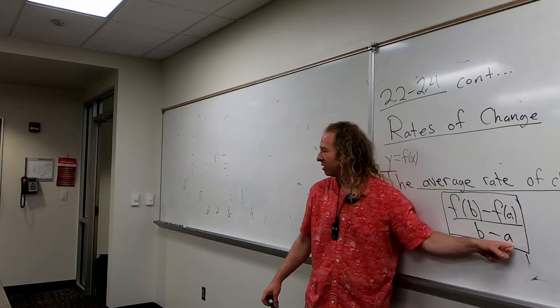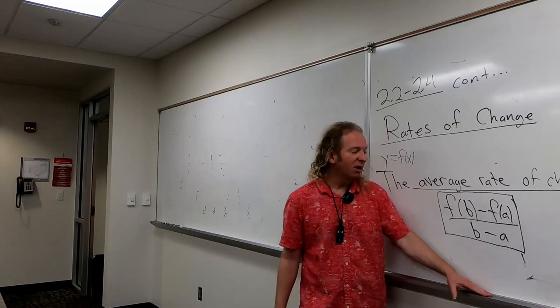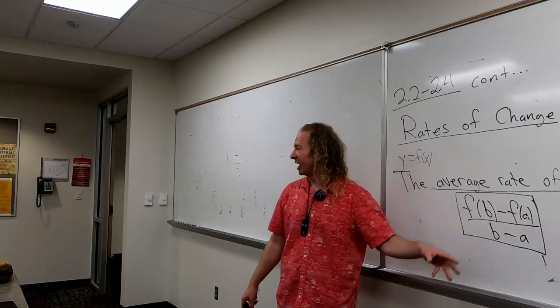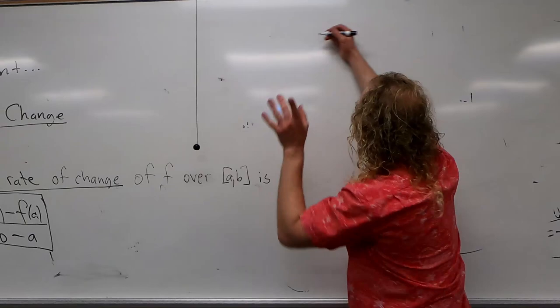Is that just slope? Yes, slope. If it's a straight line, it would be the slope. This leads to the derivative. This is the slope of the secant line, actually. So if you take the limit, you'll get the derivative. Good. In fact, let's rewrite it that way, the way that Logan is indicating.